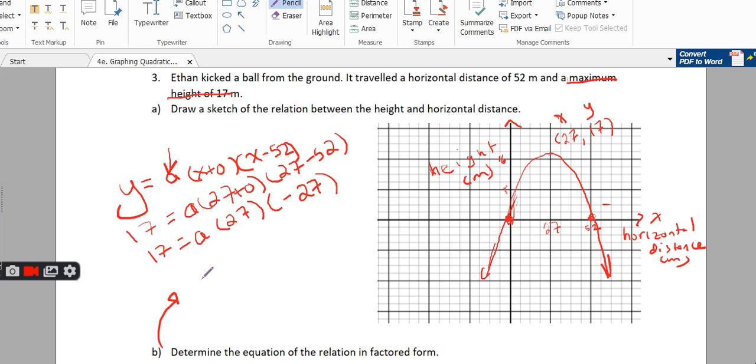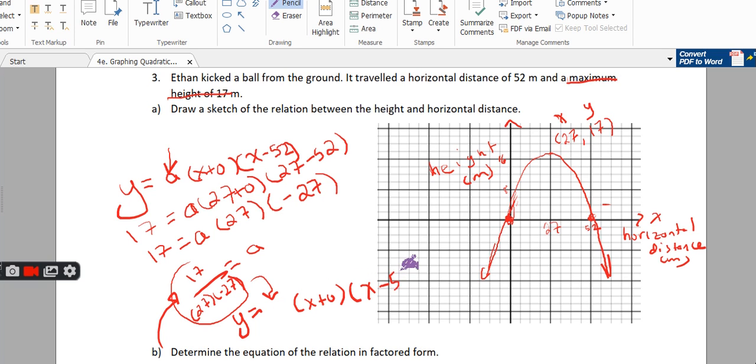I don't have a calculator on me, I'm sorry. So what I'm going to do is, I know I have to divide both sides by these two, right? So my a value is going to equal 17 over whatever 27 times negative 27 is. Okay, and then you have it. So y would equal whatever this equals, our a value, and then our two x-intercepts, x plus 0, x minus 52.